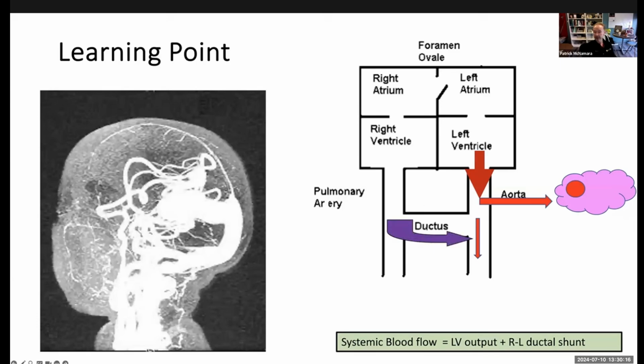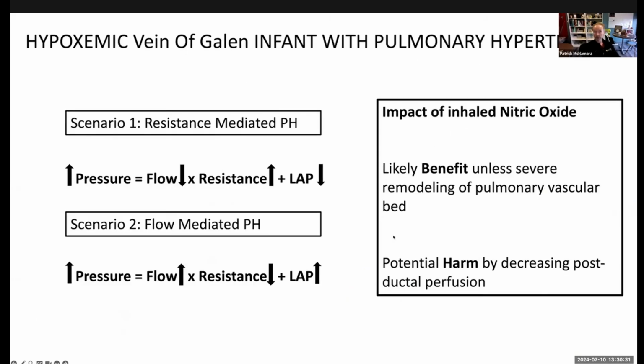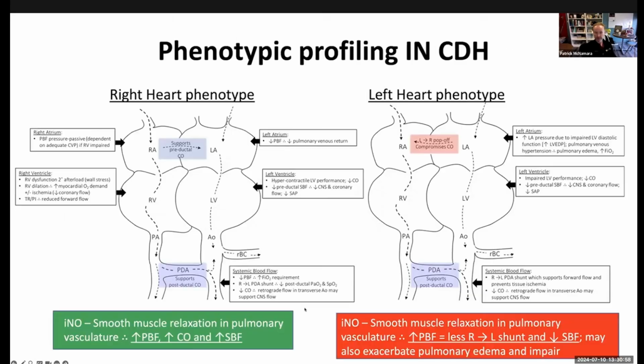In this situation, where you've got a giant vacuum cleaner in the brain, the right to left ductal shunt is important to supply blood to the vital organs. And the baby became anuric because we limited this right to left ductal shunt by further decreasing flow. So important to recognize that elevated pressure may be of resistance origin. These are situations in which resistance is high, flow is low. Drugs like nitric oxide are likely to be beneficial in this situation. However, in flow-based situations, you have the opposite effect: you already have adequate pulmonary blood flow, and by further decreasing pressure, you're not likely to have any benefit in these types of scenarios.